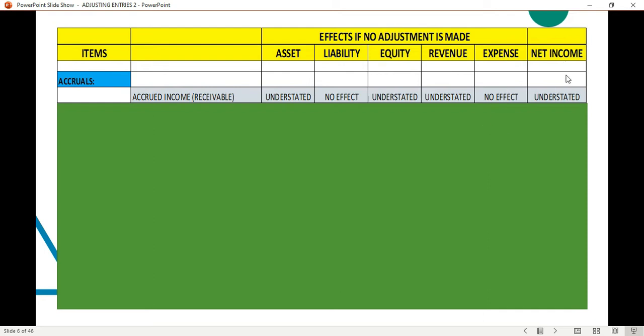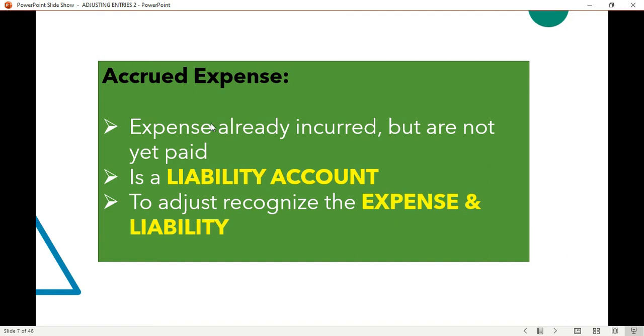And then what will happen to your net income? Supposing revenue is understated and you have the correct amount for expense, then your net income also will be understated. And then you will be closing your net income to equity. So if your net income is understated, then your equity will also be understated. Okay, so those are the effects for accrued income. The next will be accrued expense.